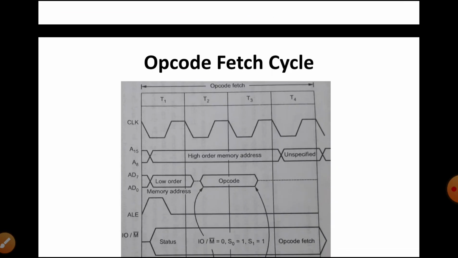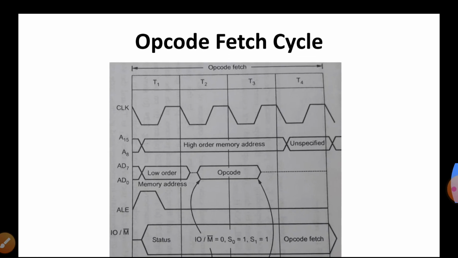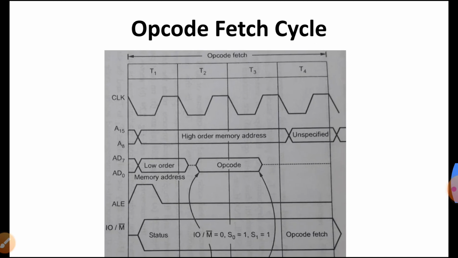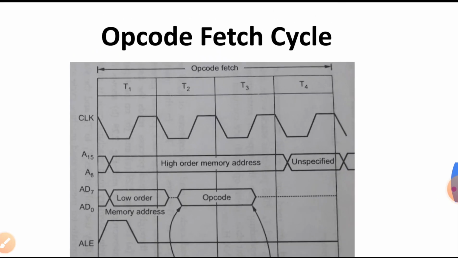Now, as I mentioned, there are many kinds of machine cycles, so we have to know the timing diagram of the individual machine cycle. So first of all, we are going to discuss the opcode fetch cycle. In this first machine cycle, we are fetching the opcode, that is why it is called the opcode fetch cycle.